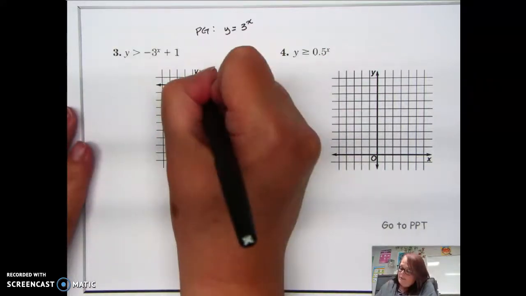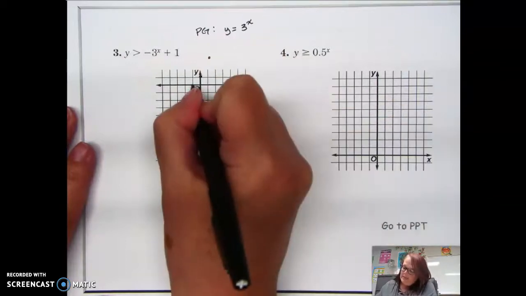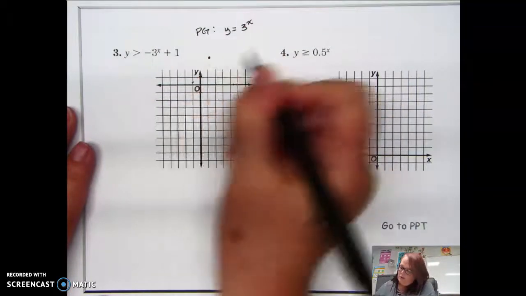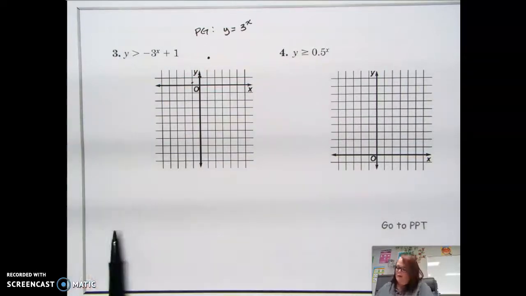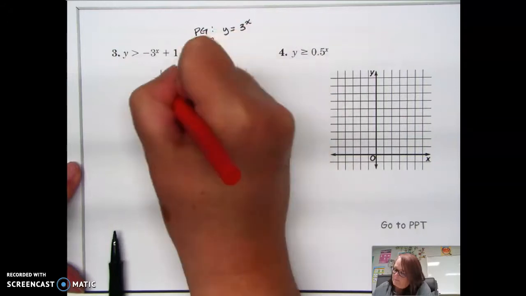Any number to the 0 power is 1. 3 to the first power would be 3. 3 to the -1 power would be 1/3. And so we're looking at a parent graph, something like this.